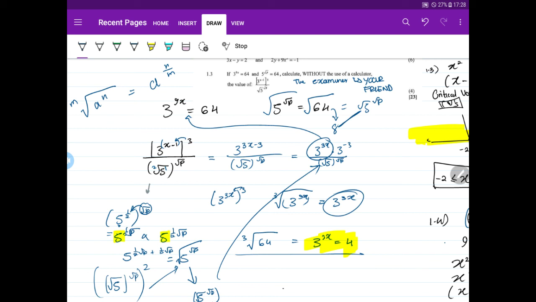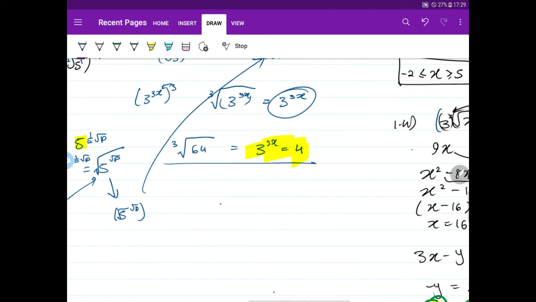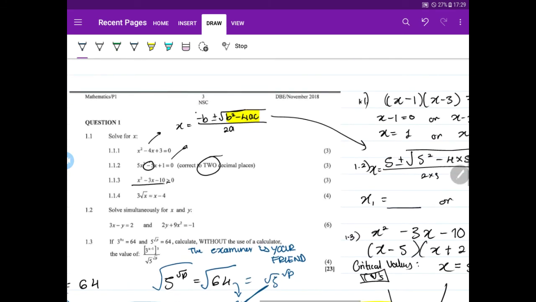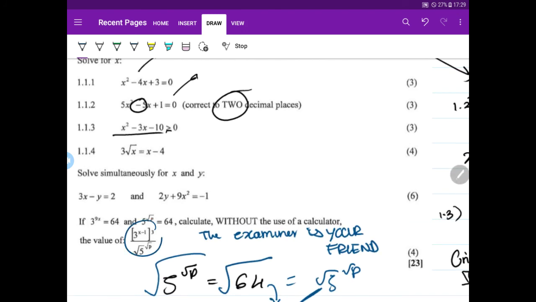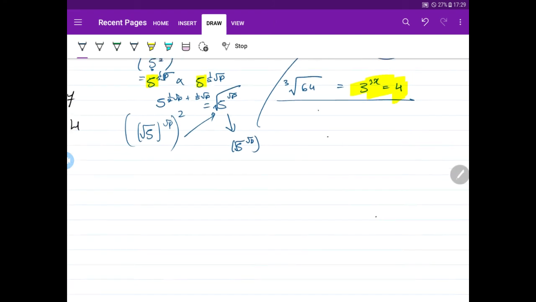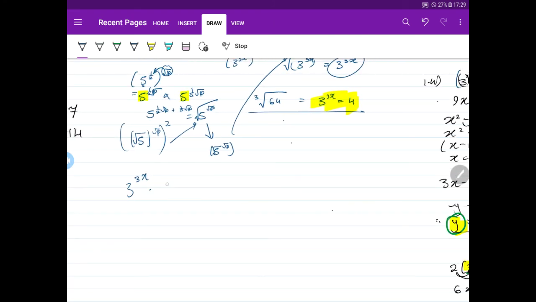Do you see that? Just some investigation. Maths is magical, okay? And we found this to be root of 64. So let's write everything down. See here, this form here. We use our own form because we did some magic to it. We said it's going to equal 3 to the power 3x, times 3 to the power negative 3, divided by root 5 to the root p.